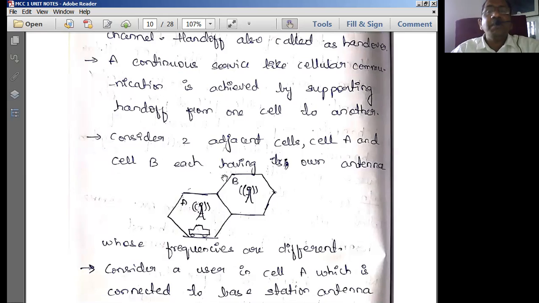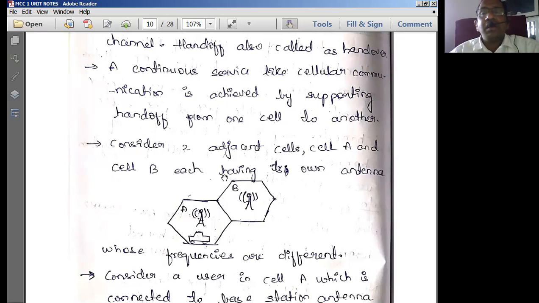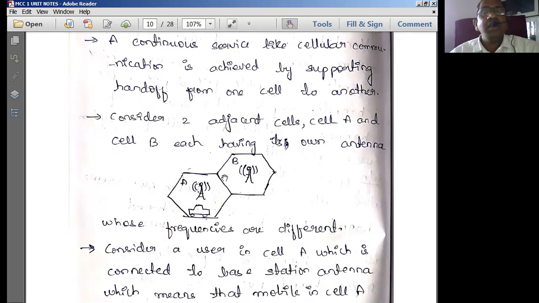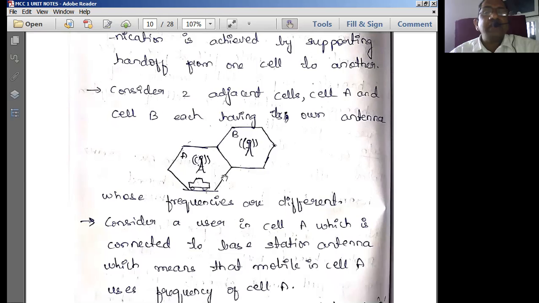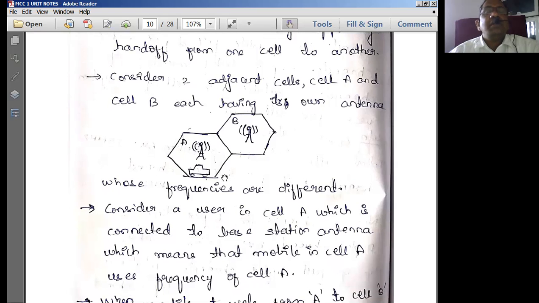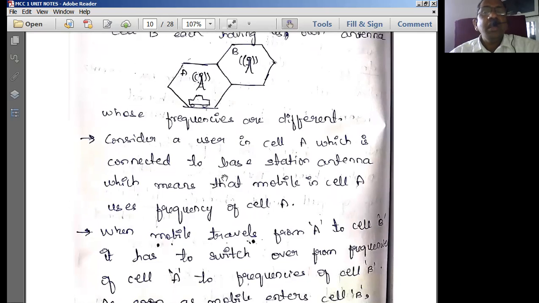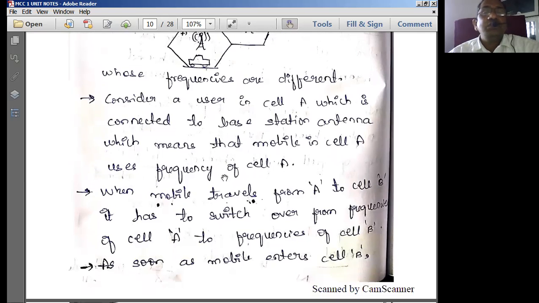So handoff should compulsorily be a continuous service or a continuous process. A continuous service like cellular communication is achieved by supporting handoff from one cell to another when a mobile unit moves from one cell tower to another cell tower. An example has been given here for explanation. Consider two adjacent cells A and B, each having its own antennas and its own different frequency bands.